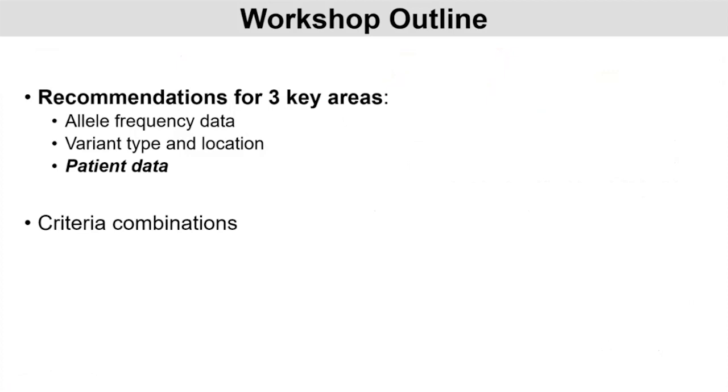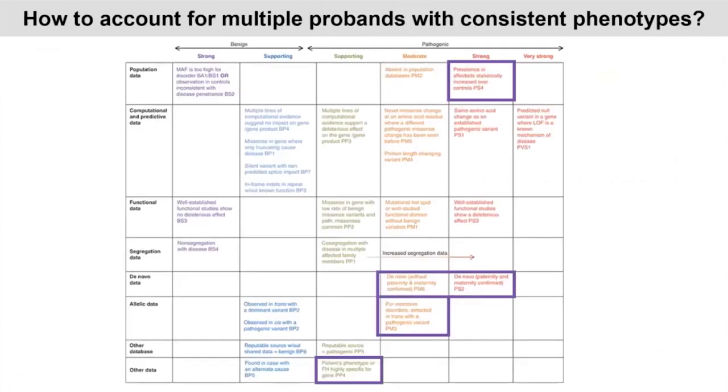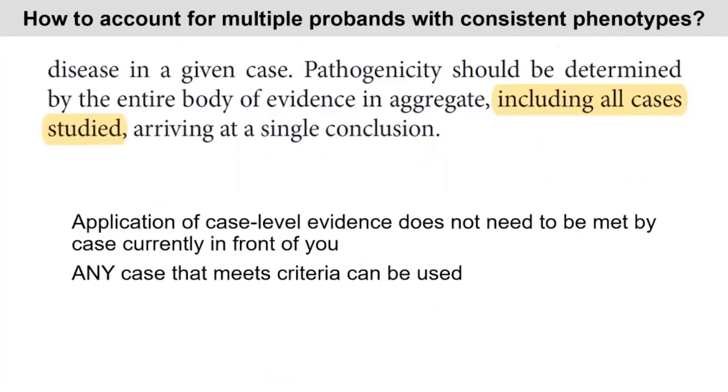All right, so next I was going to look at patient data. So another question that often comes up is when you have multiple people who have disease that have had this variant, how do you incorporate all of that information and what criteria is applicable? So you can see I've highlighted some of the more patient-centric pieces of evidence here in the framework. One important consideration is that when you're looking at case level data, you want to gather all of the evidence available and not limit it to the current case in front of you.